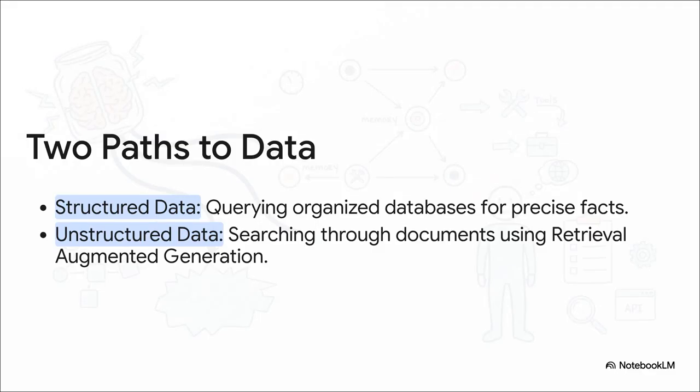And for this data connection, there are really two main paths you can take. The first one is for structured data. Think of nice, neat, organized spreadsheets or databases, like a graph database, where we can ask for very specific facts. The second path is for all the messy stuff, unstructured data, like a big pile of PDFs or random articles. For that, we use a really cool technique called retrieval augmented generation. You might have heard of it as RAG, to search through everything and find the most relevant bits.